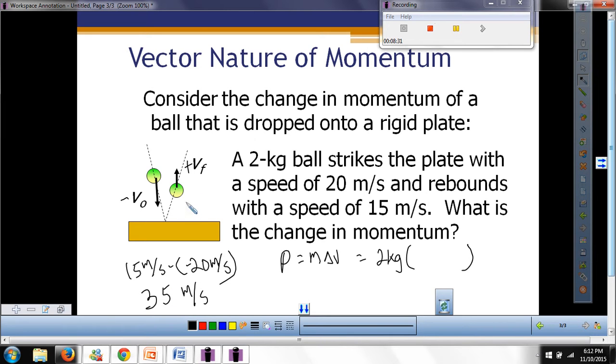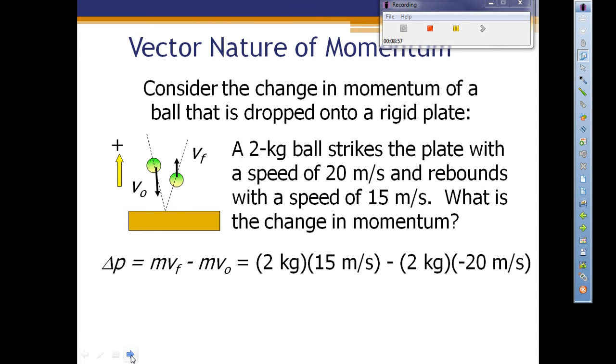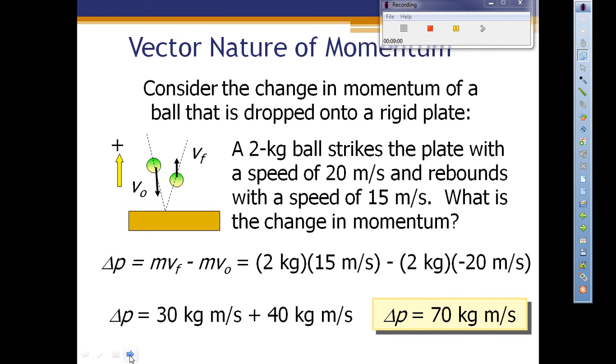Now, if you didn't pay attention to those signs, you would have said 15 minus 20 is 5, and you would have gotten the wrong answer. Pay attention to the direction. So that's 35 meters per second. So the change in momentum, delta P, is equal to 70 kilogram meters per second. Okay? So that's what they're looking at there. Let's mouse back and see if the PowerPoint tells us the same thing. There we go. So it works. You have to pay attention to the sign or it will be disastrous.